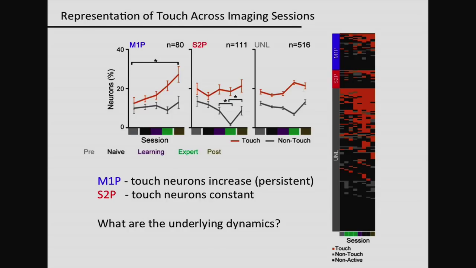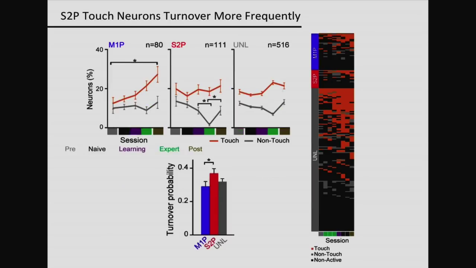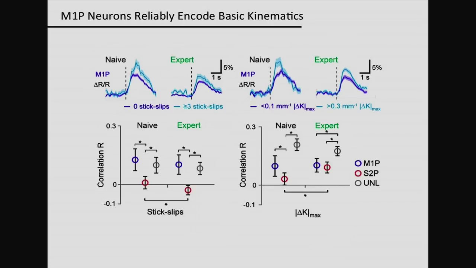So next slide. What we can do is quantify the probability of turnover, the probability that a neuron classified as touch switches its classification to something else, non-active, for instance. And what we see is that the S2 projecting population has a higher probability of turning over between sessions compared to the M1 projecting population, suggesting that this pool of neurons is not a steady pool, but they're actually reorganizing potentially. Next slide.